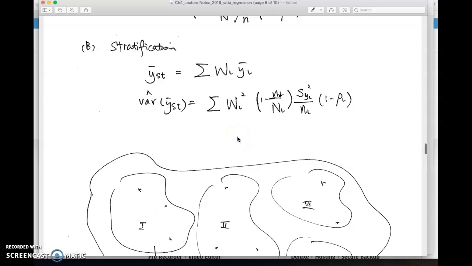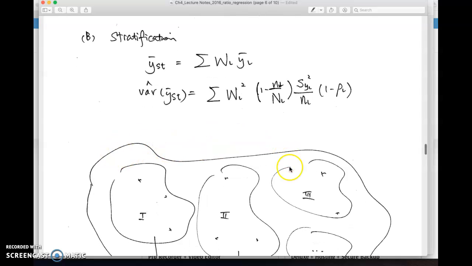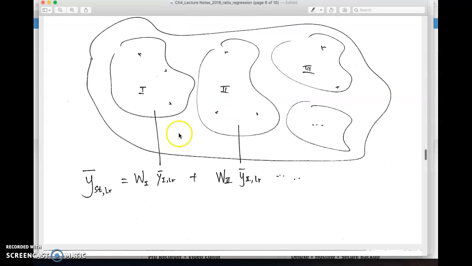Stratification means we have a population, then we divide the population into different strata. We obtain each stratum's y bar, or the sample average of y, and add up all of the y bars weighted by their population weightings. The estimated variance equals the estimated variance of each stratum, added up and weighted by the population weighting squared. So that would be the stratification method.